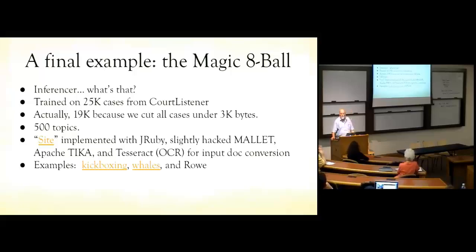They were essentially administrative or corrections or something of that sort. 3K was a reasonable rule of thumb cutoff. We didn't really care how big the training set was, so it was just easier to throw them all in.